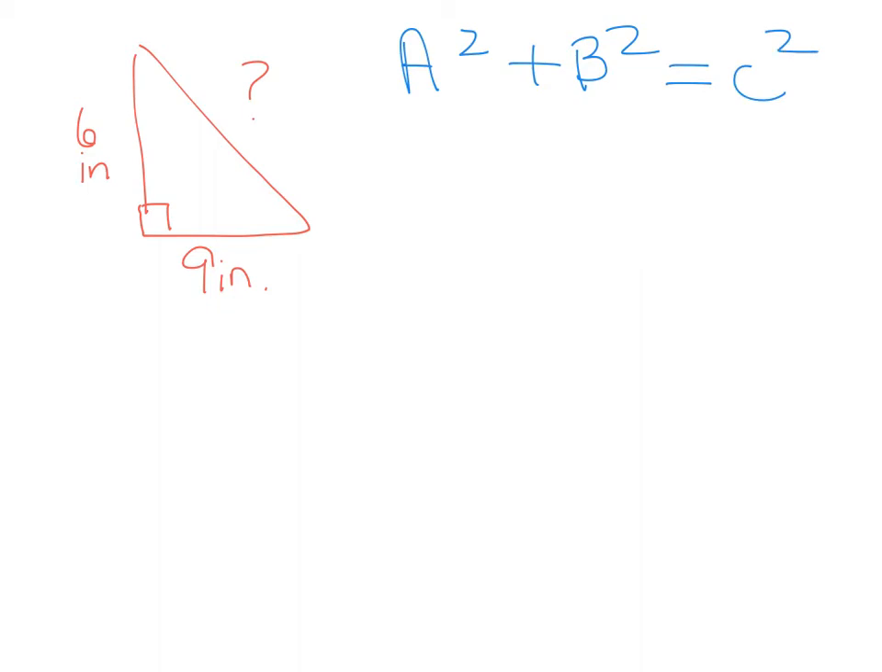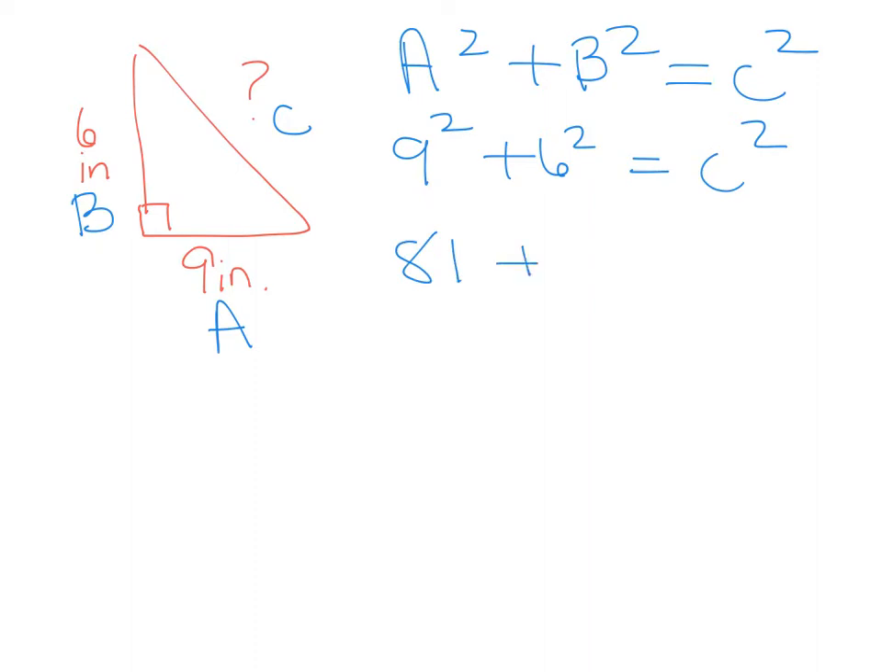Alright, so let's see here. The 6 and the 9 are the two sides that make up the right angle, so those have to be a and b, which means the side I'm looking for is c, the hypotenuse. So when I plug my numbers in, this is what I get. I get 9 squared plus 6 squared equals c squared. Okay, so now I'm going to start doing the math. I get 9 squared is 81. 6 squared is 36, and then of course c squared. 81 plus 36 is 117 equals c squared.